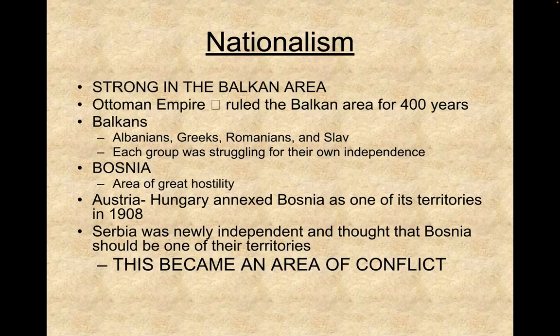Bosnia is an area of great hostility between the Austro-Hungarians, who have annexed Bosnia, and Serbia, a newly independent state, which thought that Bosnia should be one of its territories. So this became an area of conflict: hey, that's my land. No, no, no, that's our land. The Austro-Hungarian Empire thought it had the right because it annexed it, but Serbia said, wait, those people are more like us, the Serbs, so they should be part of Serbia, and just back and forth, back and forth. So this hotbed of coals is really where things are going to spark up, and I'll talk about that later.